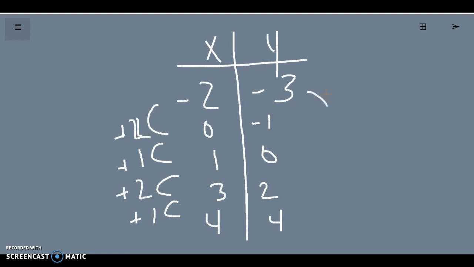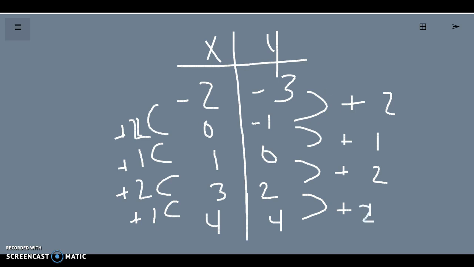Well, let's look at this side over here. When I'm adding 2, it looks like it's increasing by 2 again. When I'm adding 1, it's increasing by 1. When I'm adding 2, it's increasing by 2. When I'm adding 1, it's increasing by 2. So again, a little difficult to tell.